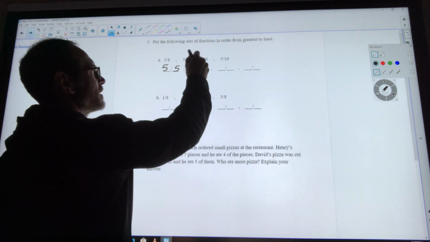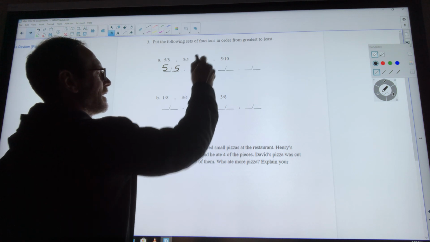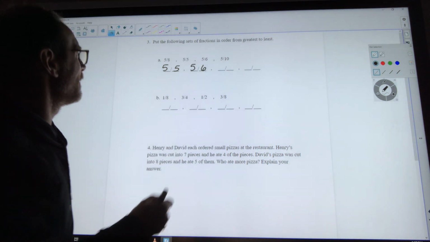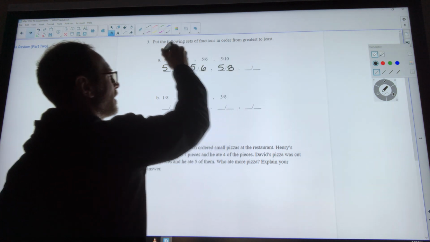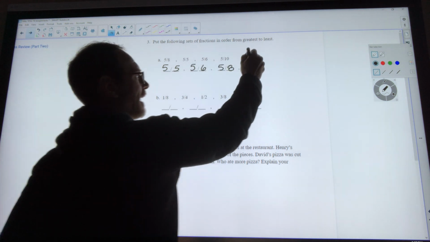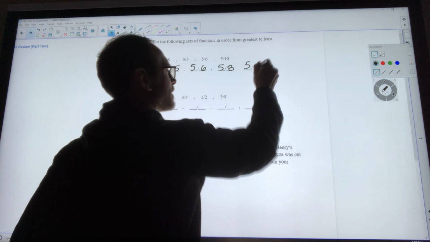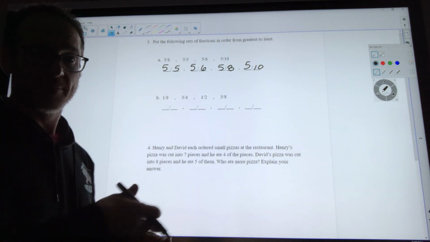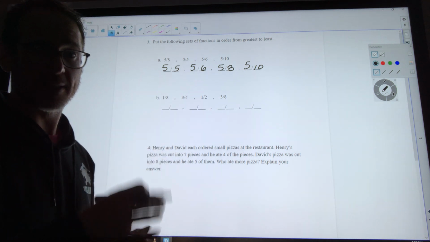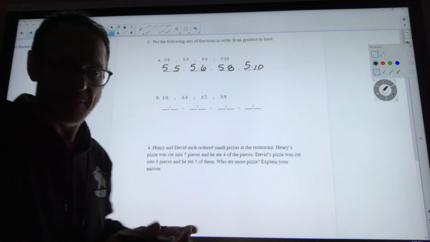The next would be 5/6. The next one would be 8s, 5/8. 8s are bigger than 10ths. And the smallest would be 5/10. 5/10, by the way, is the same as 1/2. It'd be like if you had a pizza cut into 10 pieces and you ate 5 of them, you ate half of a pizza.